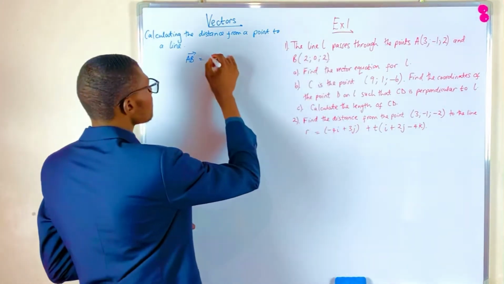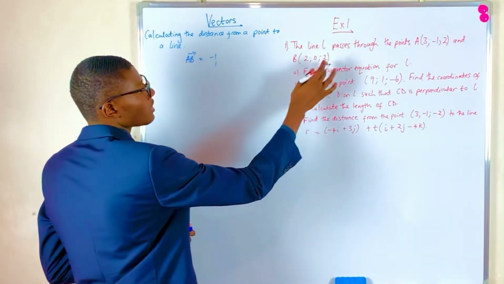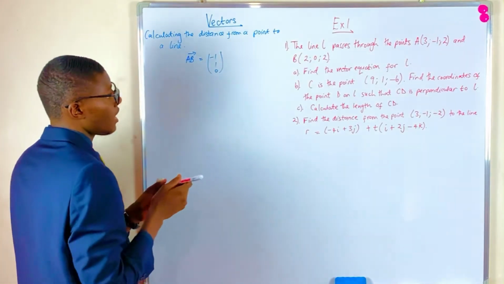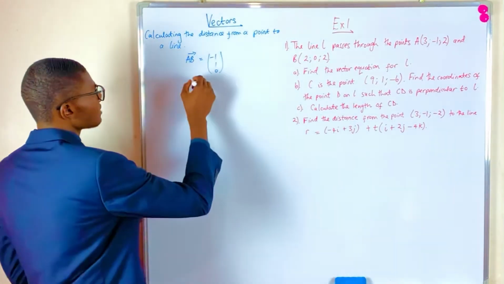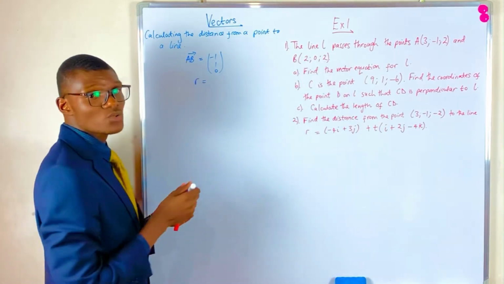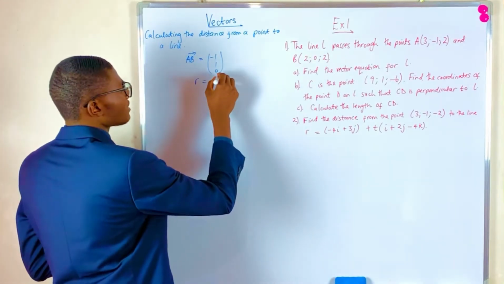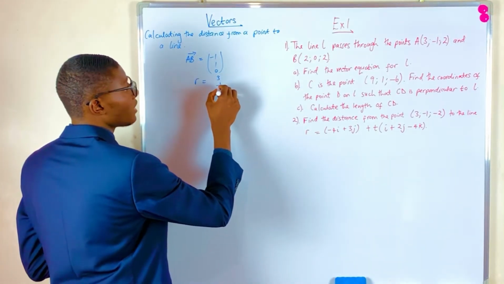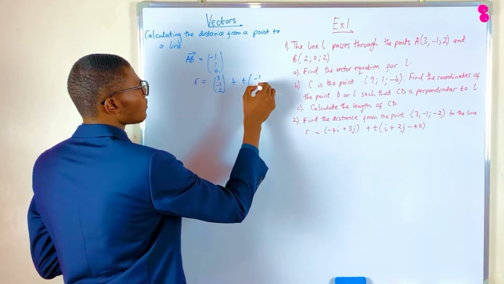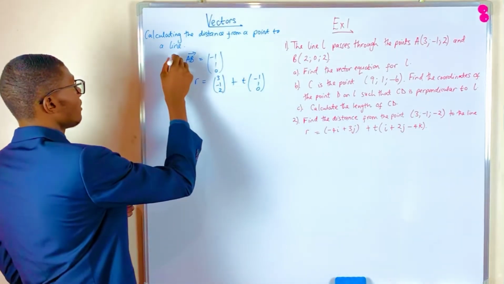So 2 minus 3 is -1. Then 0 minus -1 is 1. And then 2 minus 2 is 0. So this is our direction vector, such that the vector equation is equal to, we can just use any of those two points for the position vector. So if we pick A, then plus t(-1, 1, 0). This will be the vector equation for 1A.